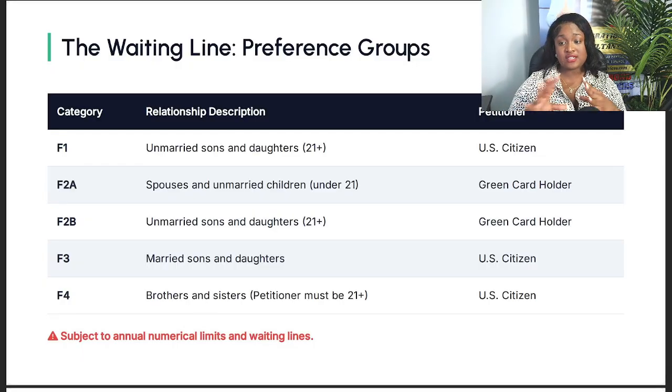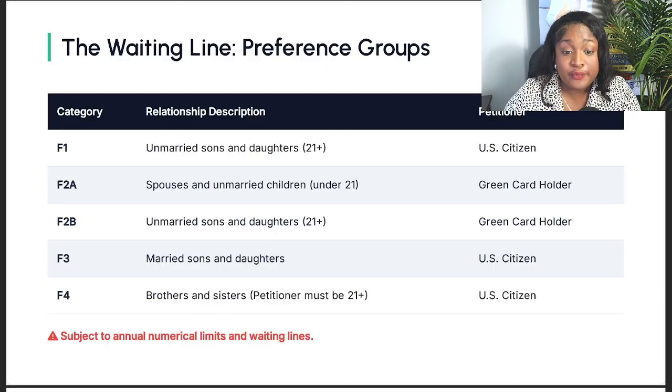Okay, so these are the categories that will have to wait. Those categories, when they send the I-130, will receive their priority date. This means the priority date basically means they get a number on the waiting list. Okay.